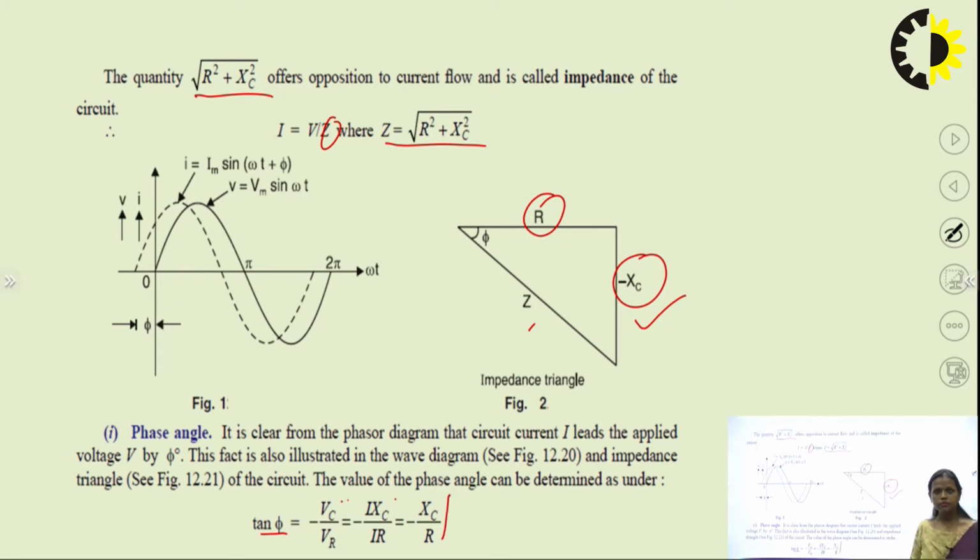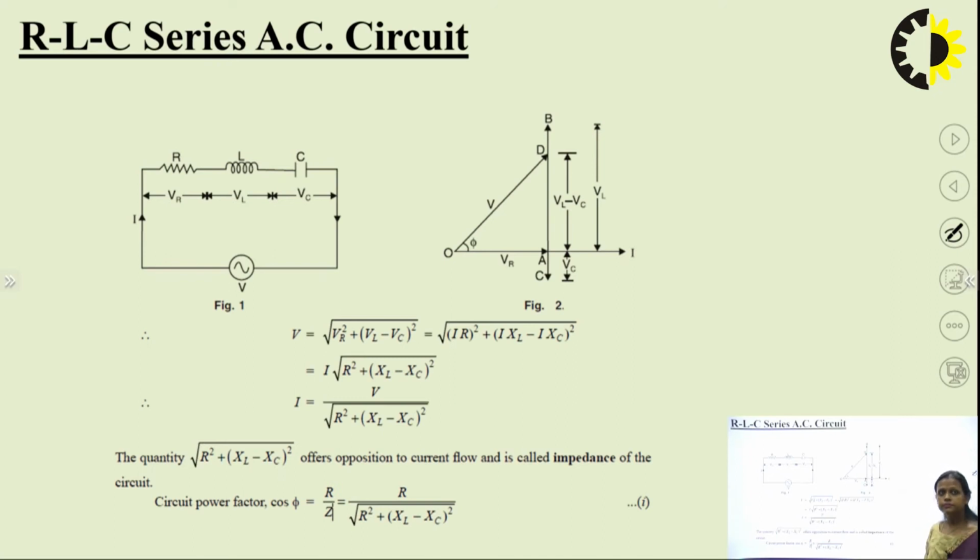So this is how you can find the tan phi, or if you want to find the value of phi. Then, RLC series AC circuit. Now coming to the RLC series AC circuit. Here we have R, here we have L, and here we have C. All these are now connected in series.